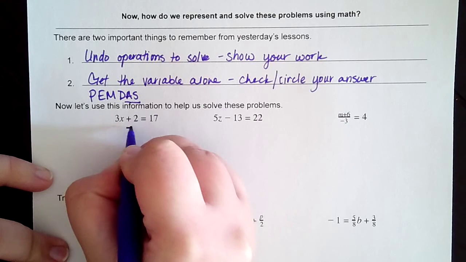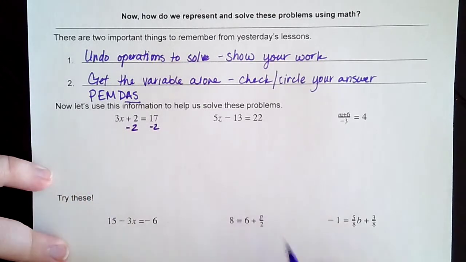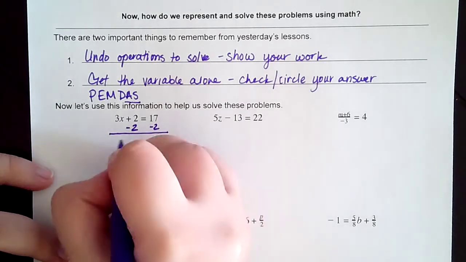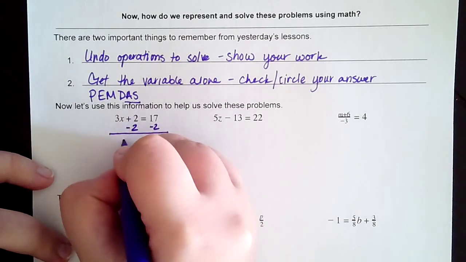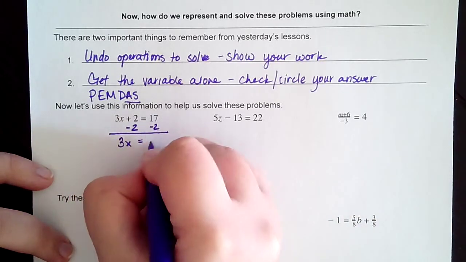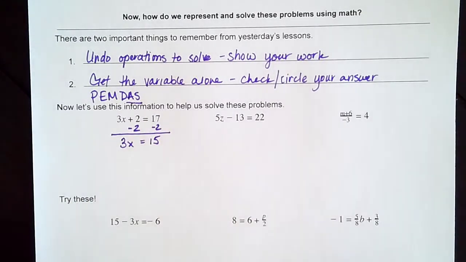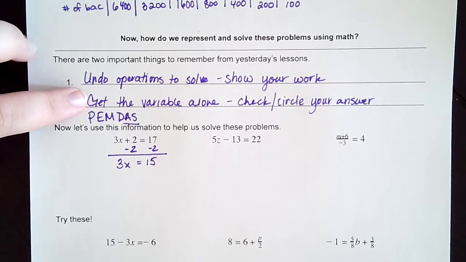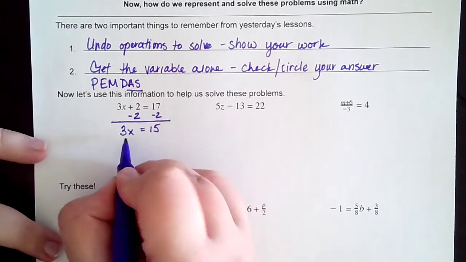To solve, I'm going to start by subtracting 2. I'm going to put a bar there. This is me showing my steps. That cancels on the left side, and I'm left with 3x equal to 15. Notice, I'm not done yet. I do not have the variable alone. So I have to keep going.